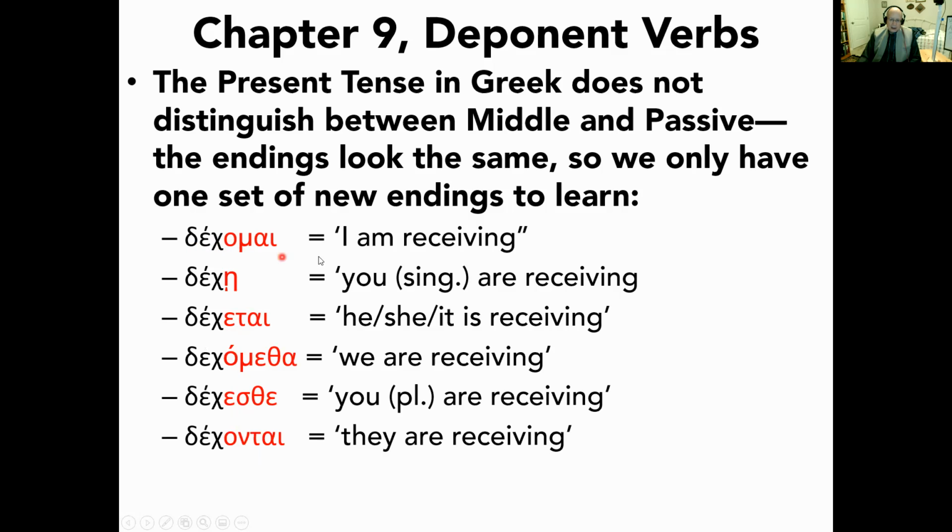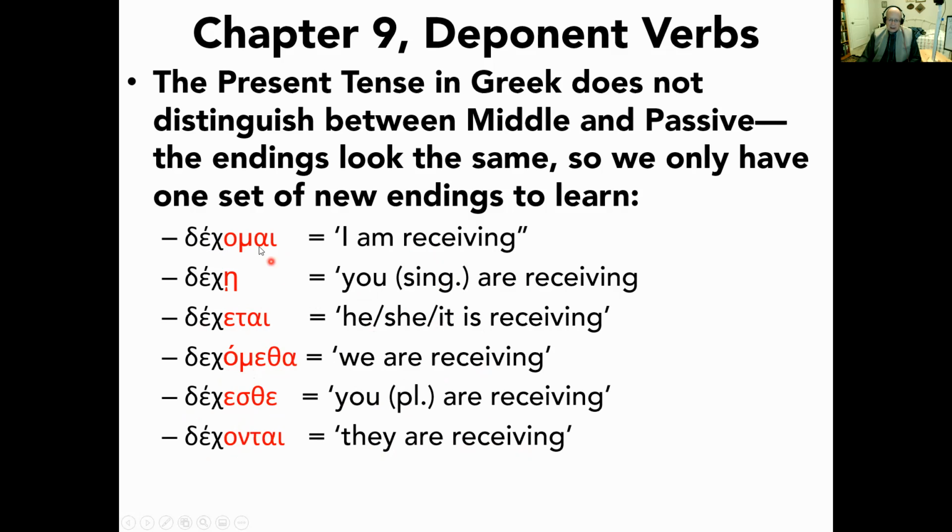With dechomai, I am receiving. Deche, you singular, are receiving. Dechetai, he, she, it is receiving. Dechometha, we are receiving. Dechesthe, you, plural, are receiving. Dechontai, they are receiving.